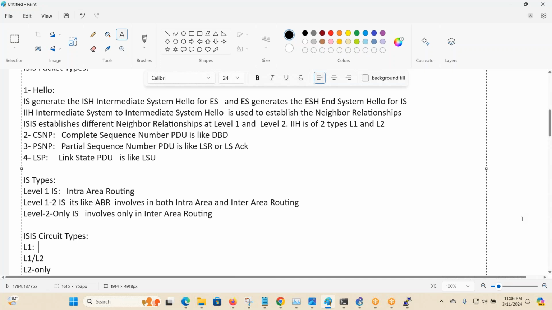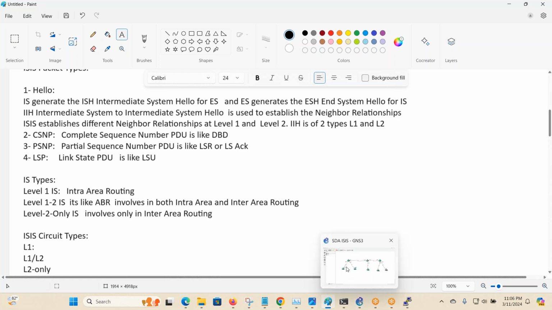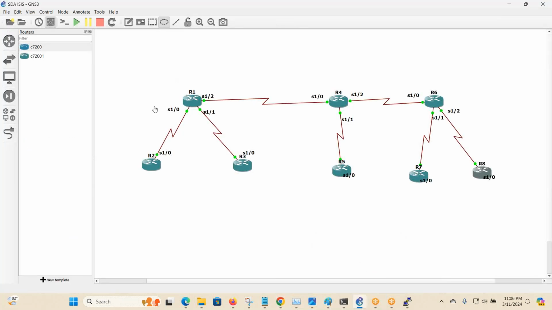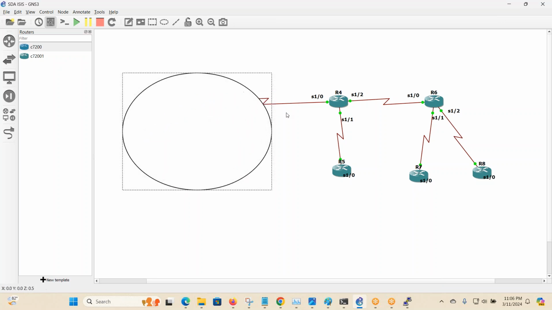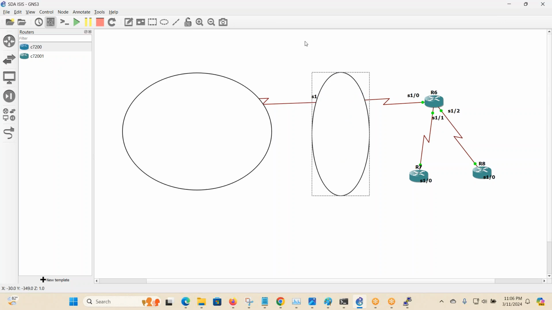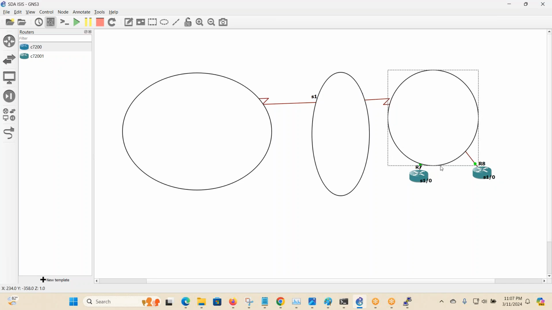So basically, according to our topology, we are going to divide our network into three areas. OSPF area is terminated on the interface. ISIS area is terminated on the link. One router can belong to only one area. It cannot belong to multiple areas. There are no restrictions like OSPF. In OSPF, all the areas must be directly connected to area 0. Here there is no such requirement. Any area can be connected to any other area.